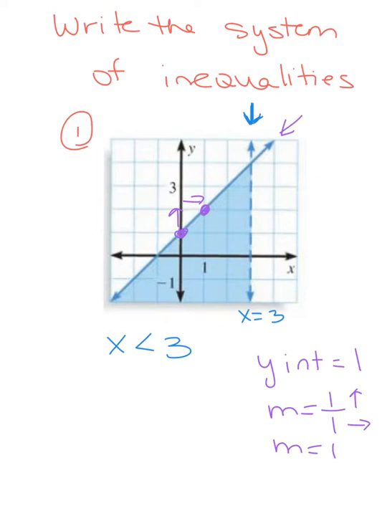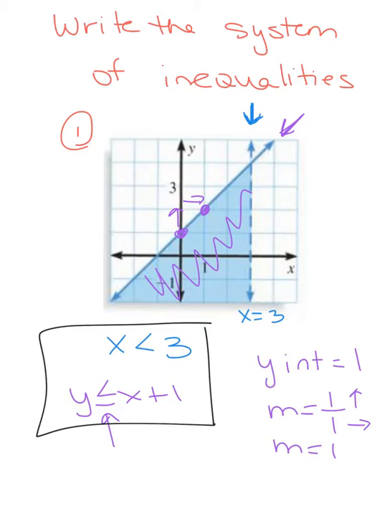So let's get this set up. So I have y is equal to 1x, which is x. My y-intercept is +1. So I need to figure out what symbol I'm going to write in there. So again, when I'm looking at this line, it looks like I shaded below. So that's going to be a less than symbol. Again, I have a solid line, so it's going to be a less than or equal to symbol. So in the end, here's my system of linear inequalities. I have x is less than 3, and I have y is less than or equal to x plus 1.